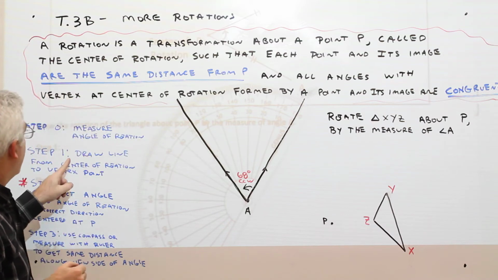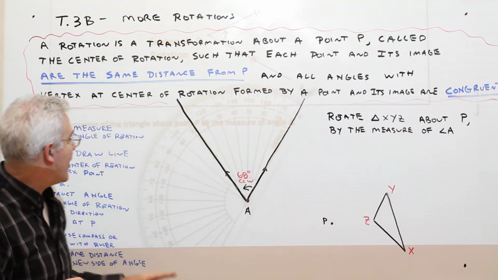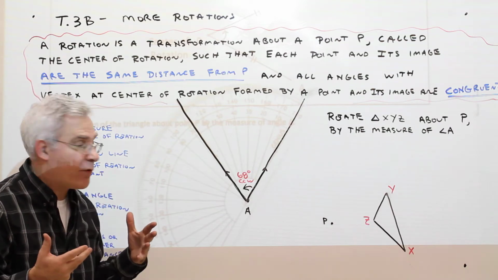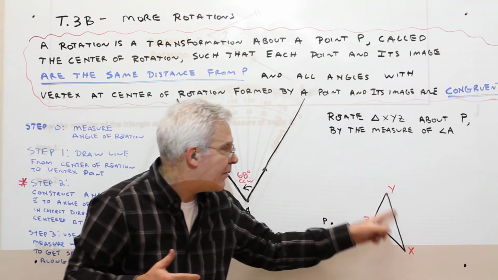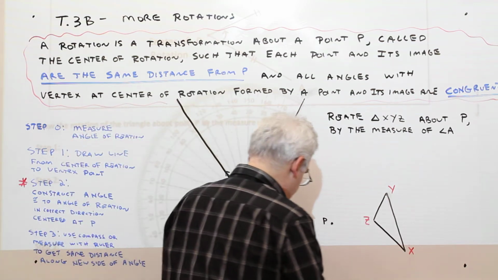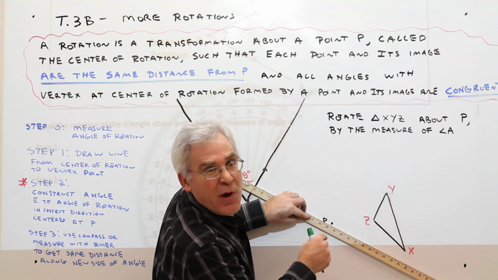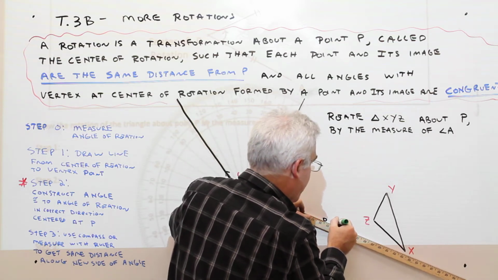Then next, draw a line from the center point of rotation to a vertex point. I labeled these X, Y, and Z, so I'll just make a line as such. So everything is referenced from the center point of rotation.